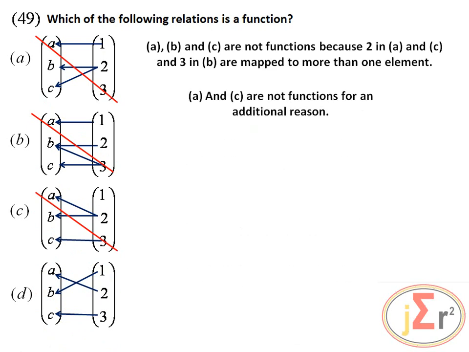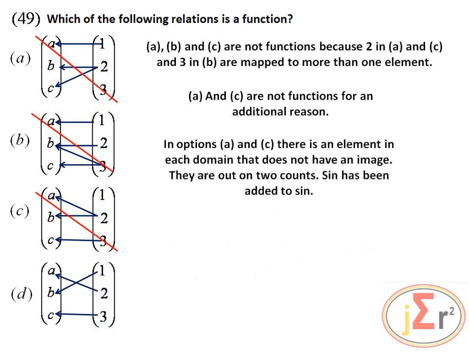A and C are not functions for an additional reason. In options A and C, there is an element in each domain that does not have an image. They are out on 2 counts.